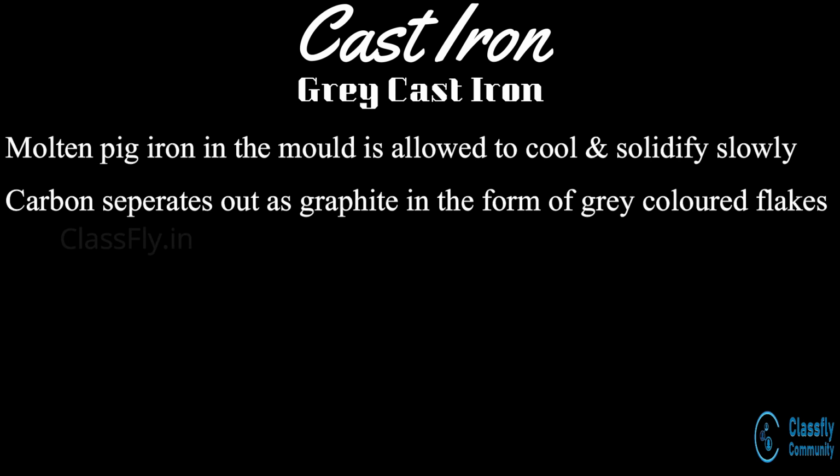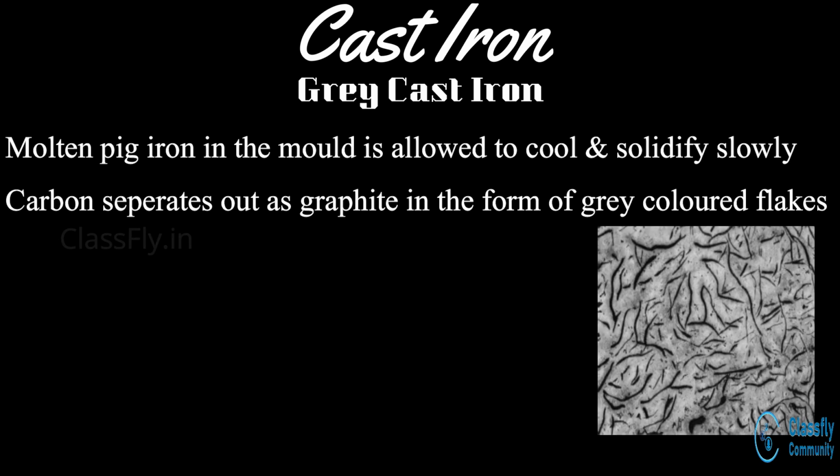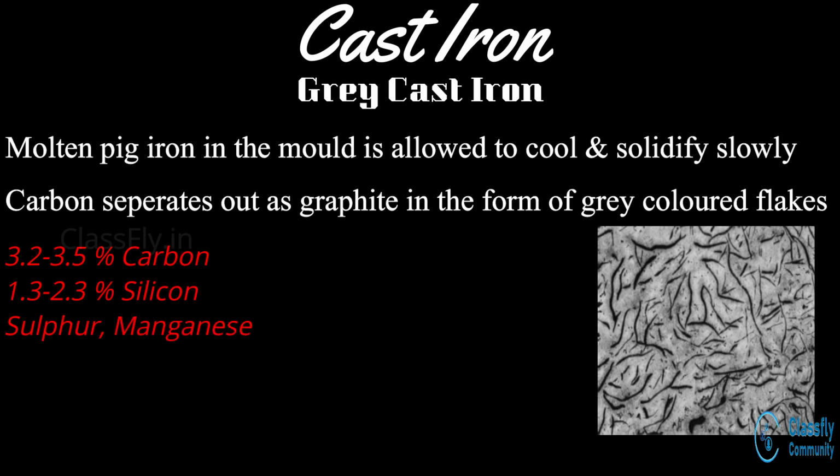Grey cast iron. Well, this cast iron is produced when the molten pig iron in the mold is allowed to cool and solidify slowly. Here, part of the carbon separates out in the form of flakes, forming graphite. This leads to a grey appearance of the iron and hence the name grey cast iron. Well, it contains 3.2 to 3.5% of carbon, 1.3 to 2.3% of silicon along with sulfur, phosphorus and manganese in small amounts.